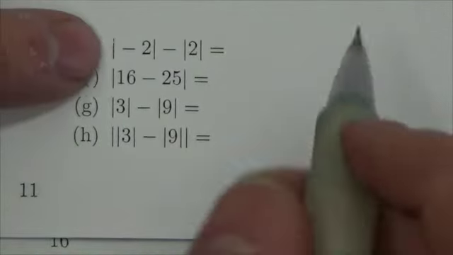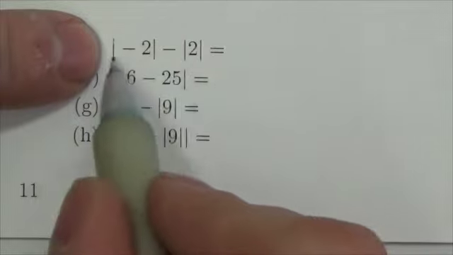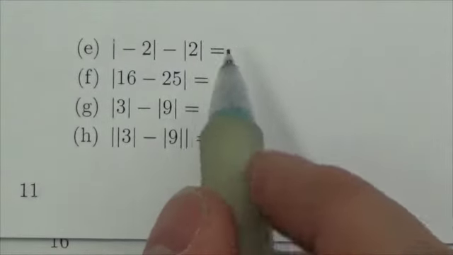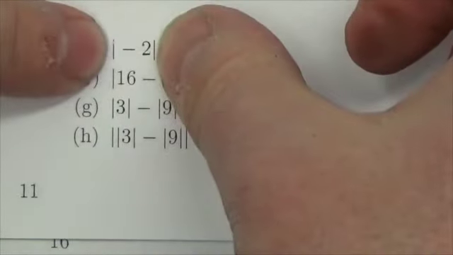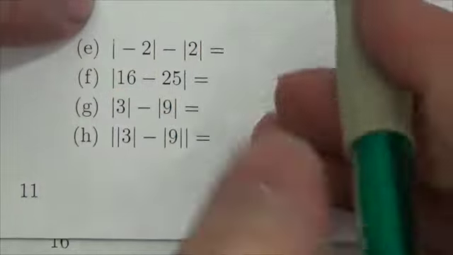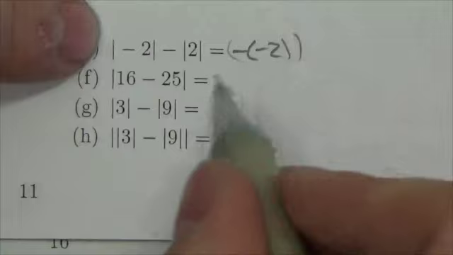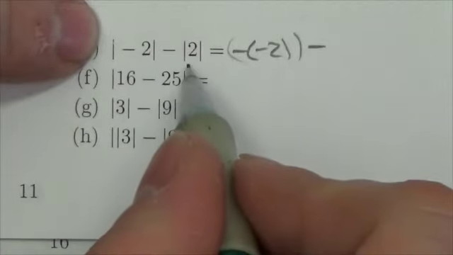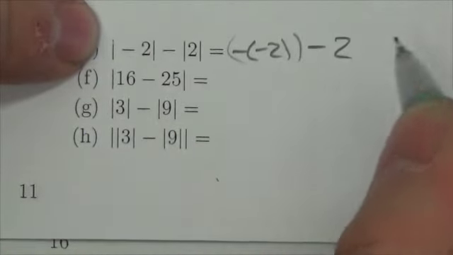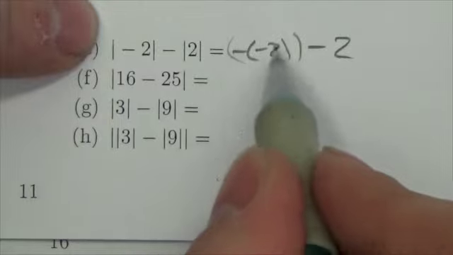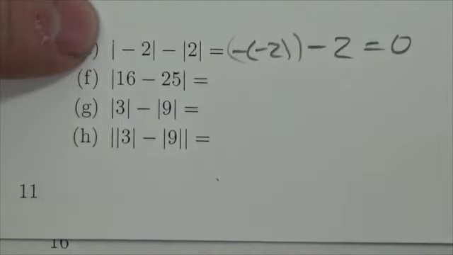Over here, don't allow yourself to get lost in all of the vertical lines here. Here's the first set. The absolute value of -2. The absolute value puts a negative in with that. And then the absolute value of +2 is just 2. So this becomes 2 minus 2, or 0.